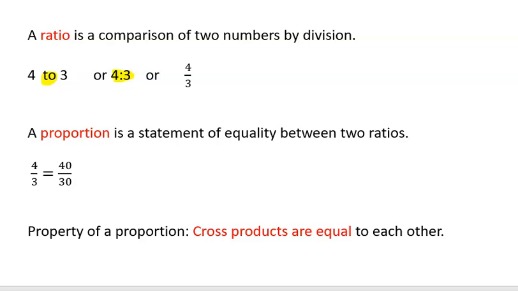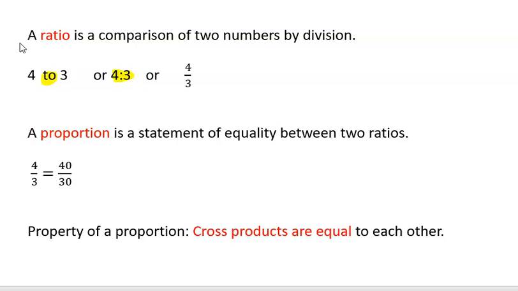In this video, we're going to look at how to use a ratio or a proportion to convert one measuring unit to another. So first, let's look at what a ratio is. A ratio is a comparison of two numbers by division. As you can see, I have the example 4 to 3. We can use the word "to," but we can also use the colon symbol, or we can just use a fraction symbol. So it's 4 to 3.